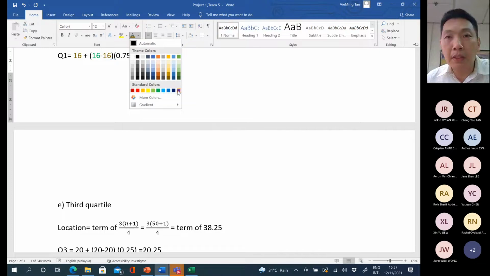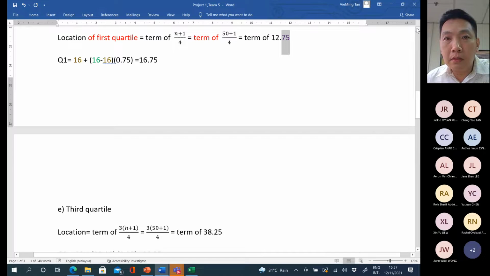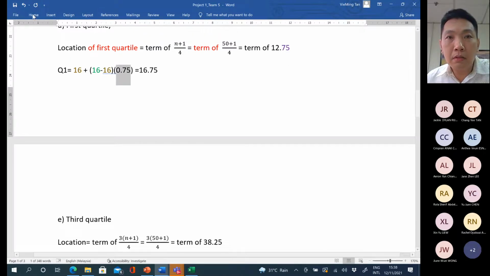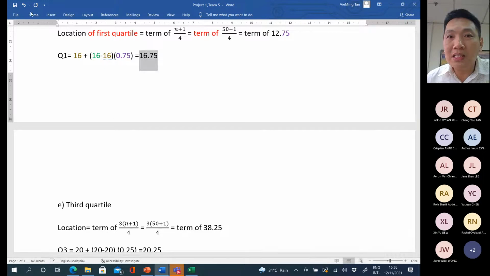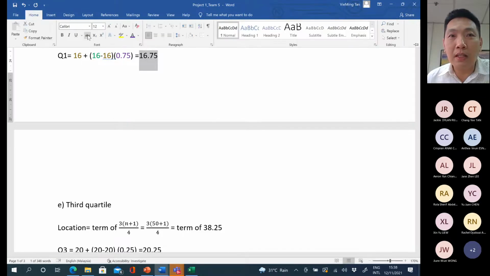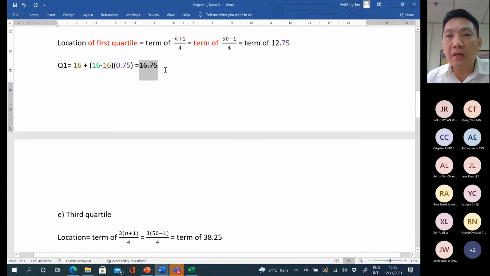Maybe I can use purple color. Okay, so 16 minus 16 is 0. 0 multiplied by 0.75 is 0. So 0 plus 16, the answer should be equal to 16. So there is some mistake here already. But if you manage to do the workings, even though your final answer is wrong, you still manage to get marks for this part. So this part you can get 1 mark.